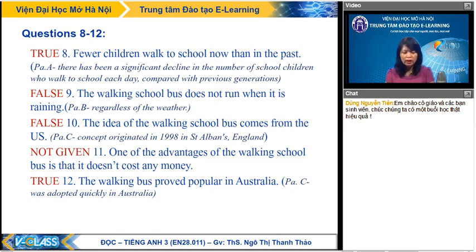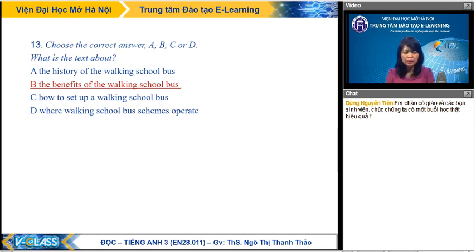Number 11. One advantage of the walking school bus is that it doesn't cost any money. And does the writer mention anything about the money, the ticket here? No. So this one is not given. Number 12. The walking bus proved popular in Australia. So it's true. This one was also adopted quickly in Australia. So you see this in paragraph C. Is the explanation clear to you? If yes, come on with the last question of this exercise.